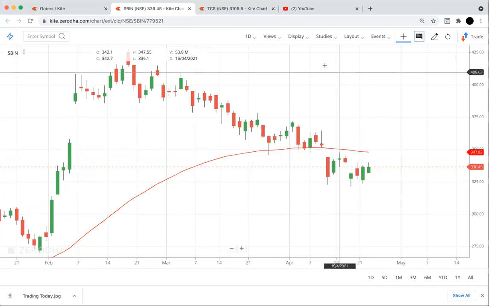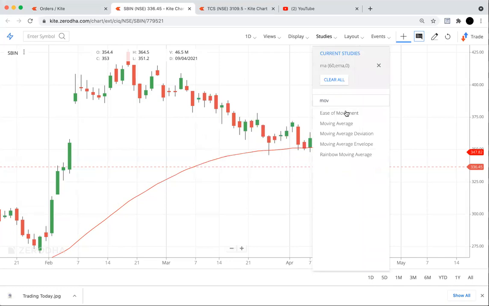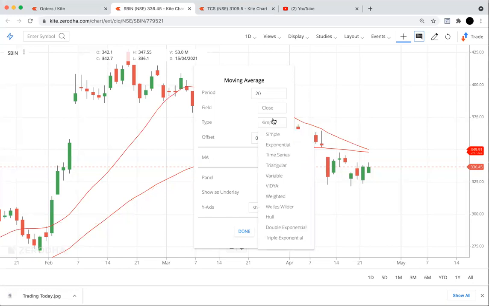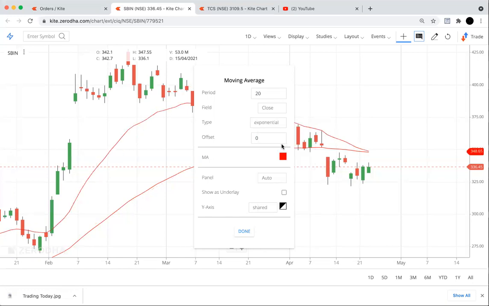Okay, now what else do we want? I'm going back to studies and pressing moving average one more time. This time, I want the 20-day moving average. So instead of 50 for the period, I'm going to select 20. And the field, I'll leave it as closed because I want the closing price. And the type, I want the exponential, not the simple, because the exponential gives more value to the more recent price changes. Okay, offset, I'll leave it at 0.